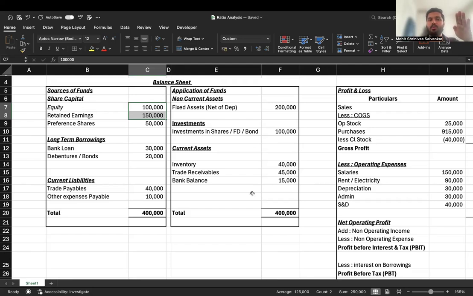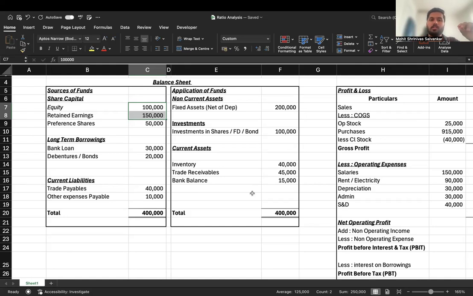Now we are entering into liquidity ratios. When we say liquidity, liquidity means how liquid are the assets of the company. Is the company able to pay their current liabilities, short-term liabilities, or even the long-term liabilities? How liquid is the financial position of the company? These ratios talk about that.